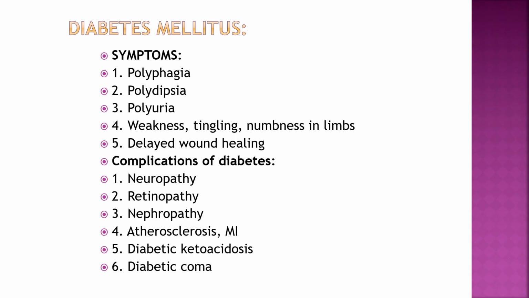And if the diabetes is not controlled, then complications of diabetes may be neuropathy, that is involvement of the nerves, then retinopathy, involvement of the eyes, nephropathy, involvement of the kidneys, then heart. So there can be atherosclerosis or myocardial infarction, and then because of the accumulation of ketones, the patient may get diabetic ketoacidosis or diabetic coma. So these are the complications of uncontrolled diabetes.